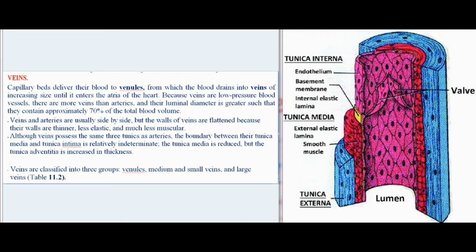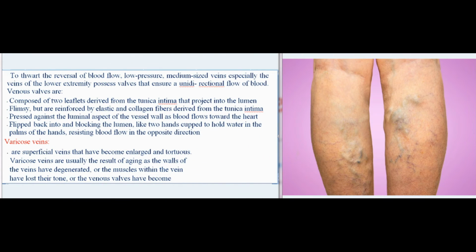Although veins possess the same three tunics as arteries, the boundary between their tunica media and tunica intima is relatively indeterminate. The tunica media is reduced, but the tunica adventitia is increased in thickness. Veins are classified into three groups: venules, medium and small veins, and large veins, Table 11.2. To thwart the reversal of blood flow, low pressure, medium-sized veins, especially the veins of the lower extremity, possess valves that ensure a unidirectional flow of blood.